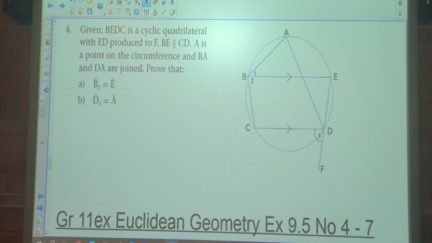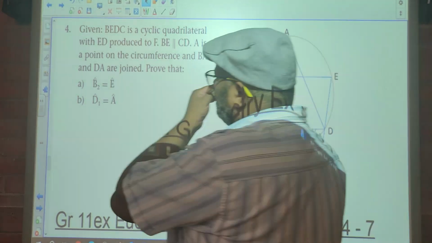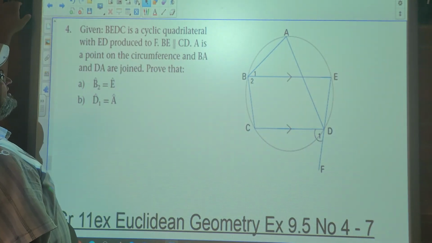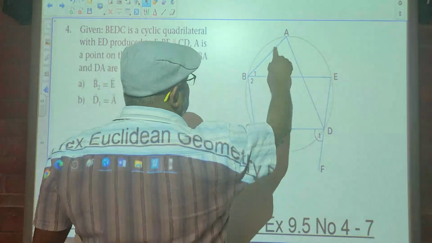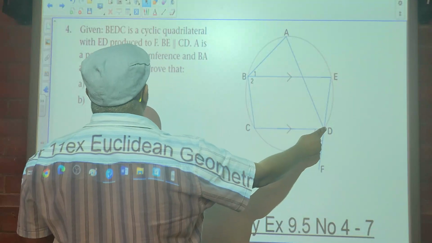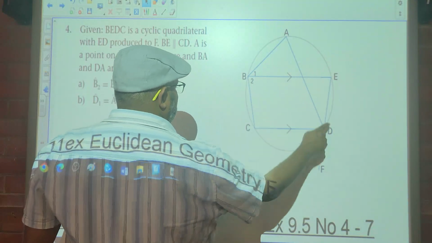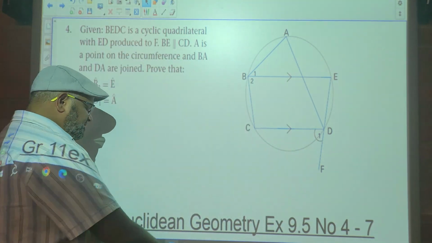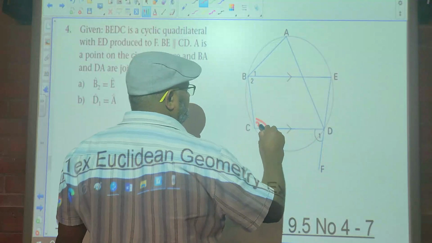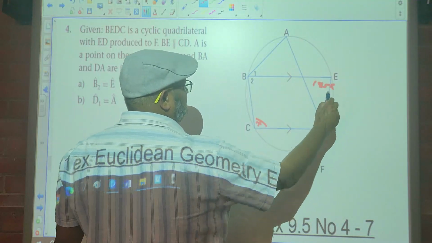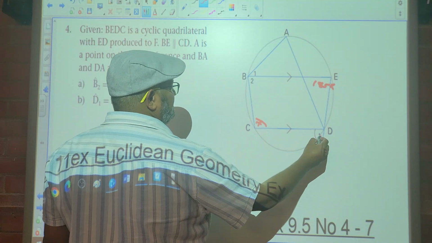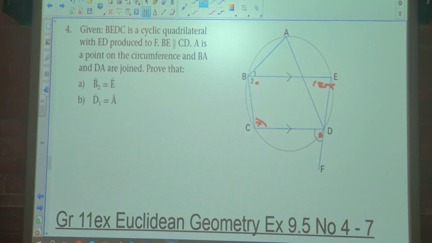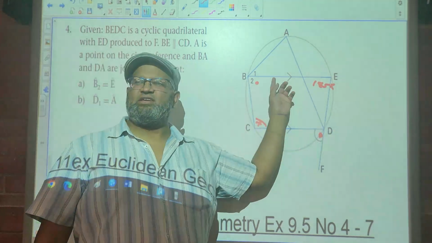Okay, so here we are told that BEDC is a cyclic quadrilateral. So this is a cyclic quad, what do we know? We know that opposite angles are supplementary, and the exterior angle is equal to the interior opposite. And of course that is also supplementary and so on.